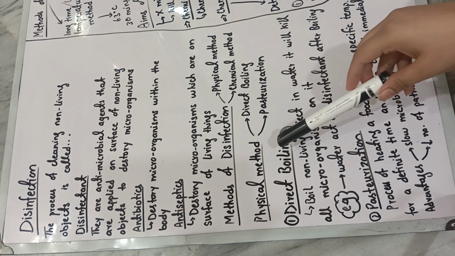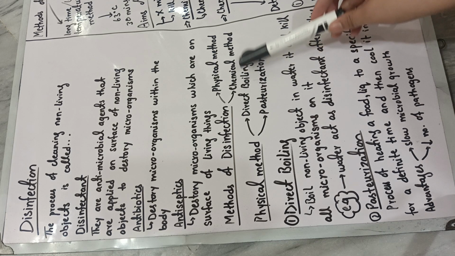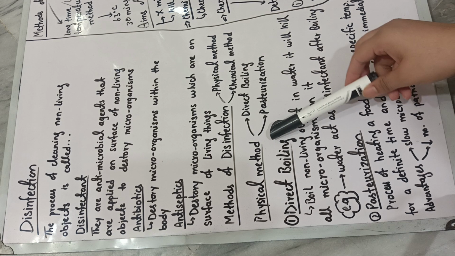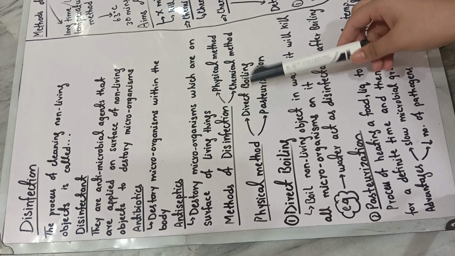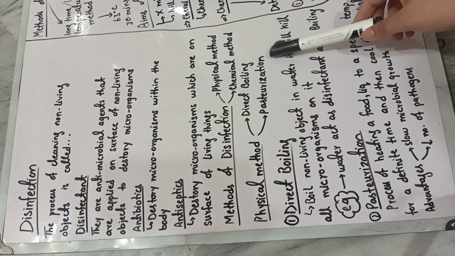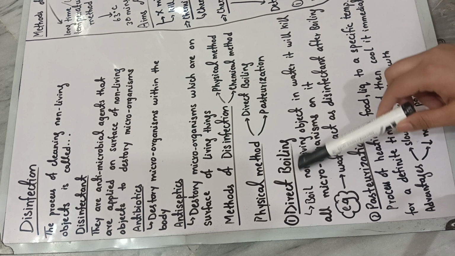Now they have given some methods of disinfection. Two methods: physical and chemical method. Let's discuss the physical method first. The physical method is again divided into two methods: first is direct boiling and second is pasteurization. Now let's discuss both of these methods. So first is direct boiling.